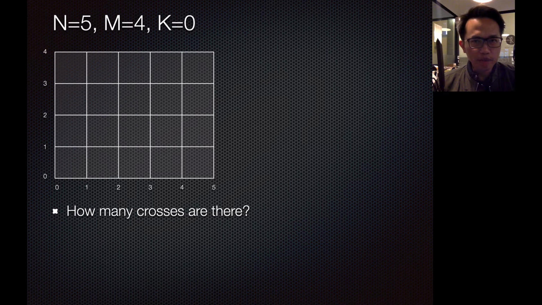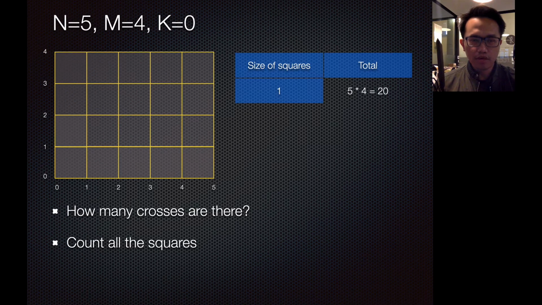So this grid is 5 by 4. Go ahead and hit pause and try your best to count all the crosses on this grid. Let's see if you get it right. Well, if you count all the squares of size 1, there are 5 times 4 squares, 20 of them. What about size 2? Well, let's see.